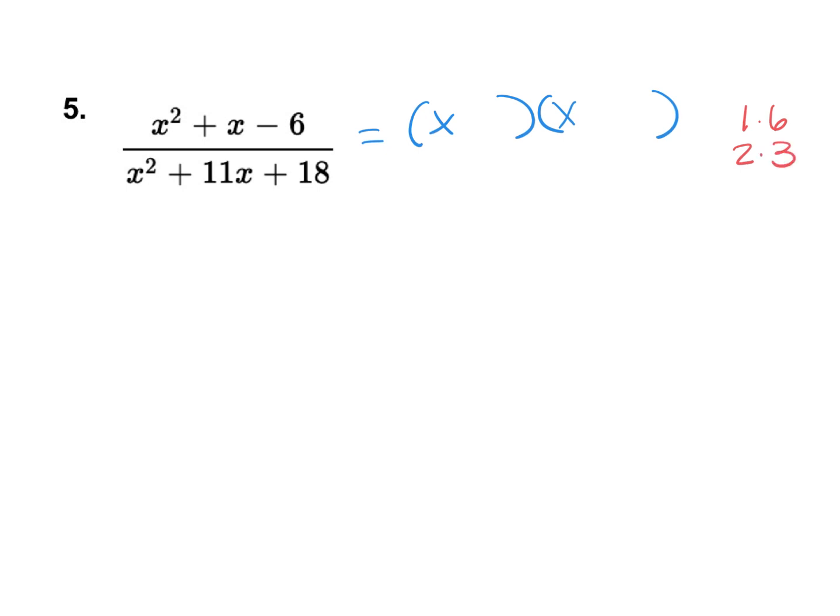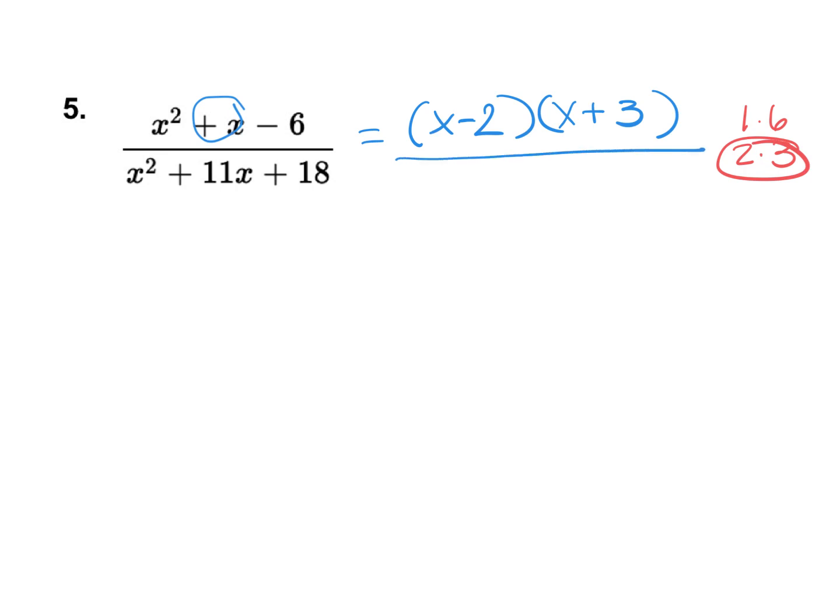Well, I can make a positive 1 out of the 2 times 3. So let's use that one right there. So we've got 2 times 3. And remember, we're trying to make a positive x. So we'd have to have a positive here and a negative here.